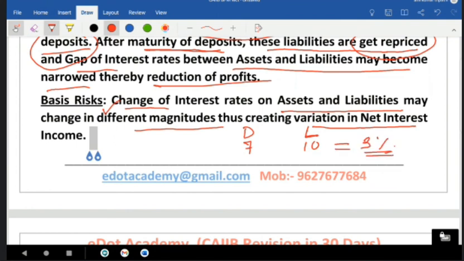But now both are changing the rate of interest. Let's say the deposit rate becomes 8%, but the loan rate has become only 10.5%. So what is the gap here? The gap is only 2.5%. This is called basis risk. Both are changing, but the magnitude is different. One has changed from 7 to 8, the other has changed only 0.5. That creates the interest rate variation. This is called basis risk, so you will incur the loss.